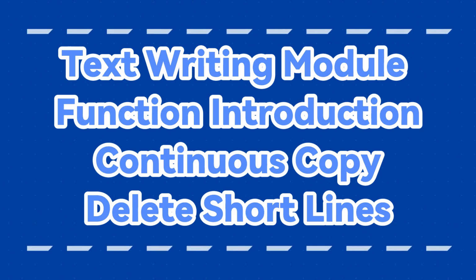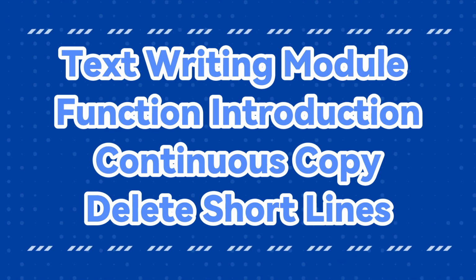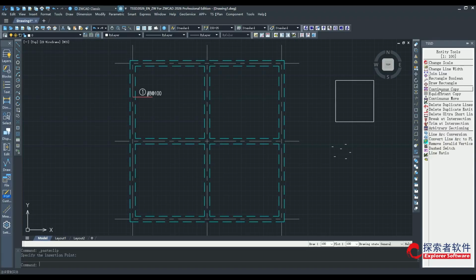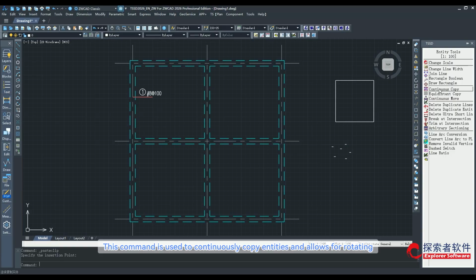Entity Tools Module Function Introduction: Continuous Copy, Delete Short Lines. Continuous Copy. This command is used to continuously copy entities and allows for rotating, changing angles, and flipping the entities during the copying process. It is suitable for placing the same entity in different positions in various orientations.